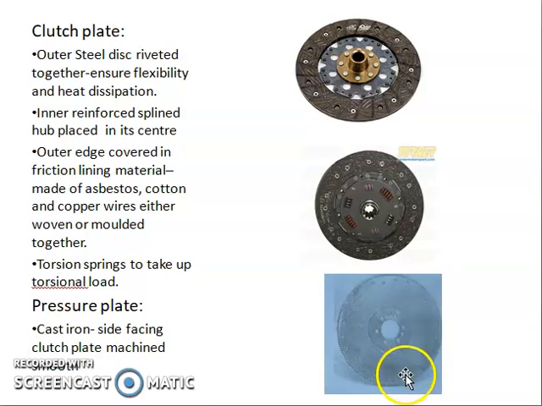And then you can see the pressure plate. The pressure plate is a solid disc, or sometimes you can have an opening in the center and only the outer rim is present. It is a solid cast iron plate which is facing the clutch plate. Usually the pressure plate facing the clutch plate will have a smooth machined surface.